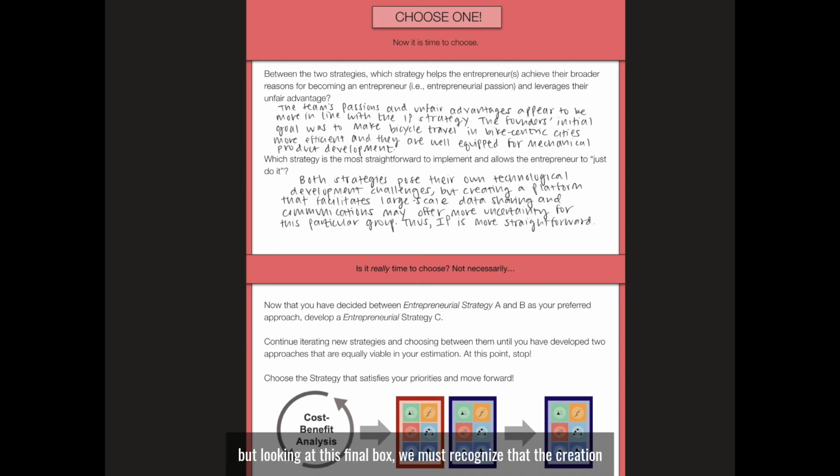But looking at this final box, we must recognize that the creation and exploration of alternative strategies does not necessarily have to stop here. Now that we've decided between two approaches, we could continue iterating and developing on a third, a fourth, or even more. We would continue iterating and choosing between different strategies until we've developed two approaches that are equally viable. In this case, IP clearly outweighed architectural in a few places, but if we were to keep creating new approaches, we'd stop once we have two or more that are highly feasible and so difficult to choose from that they would require further experimentation and research.